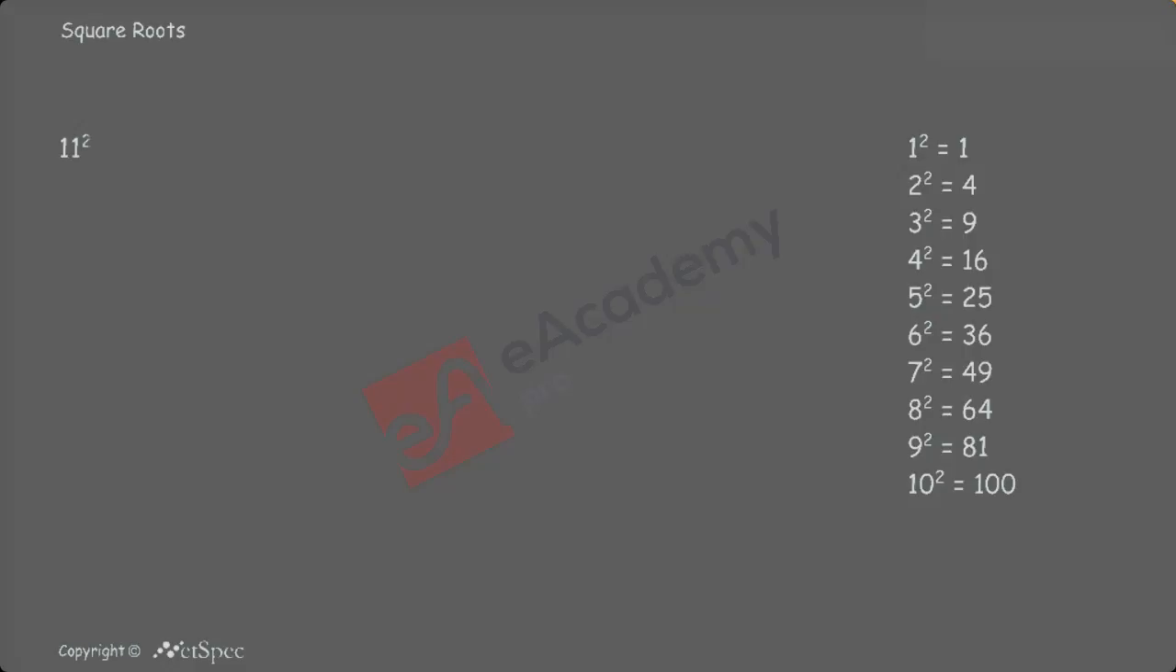Again, 11 square ends with 1. 12 square ends with 4. Like that, it will continue. If you observe the unit digit in the squares: 1, 4, 9, 6, 5, 6, 9, 4, 1, 0.